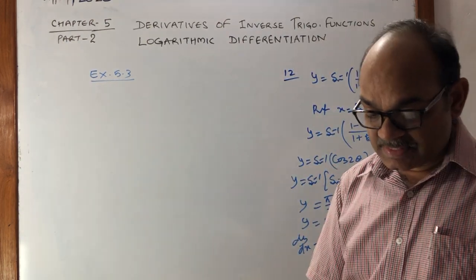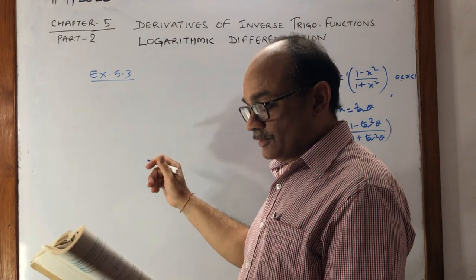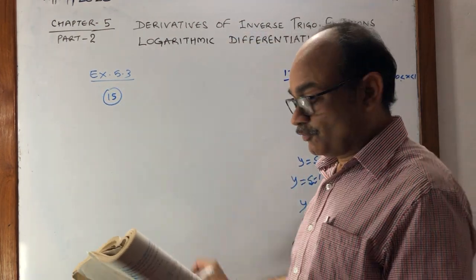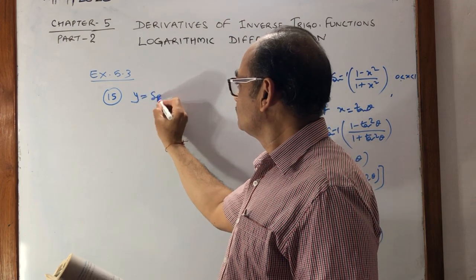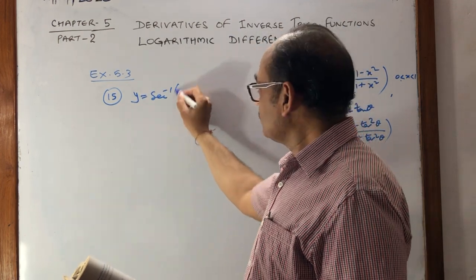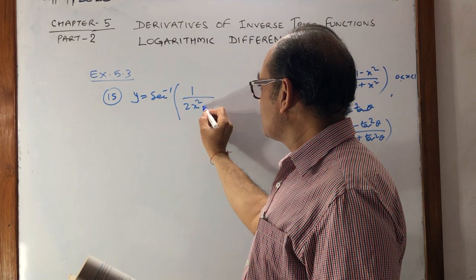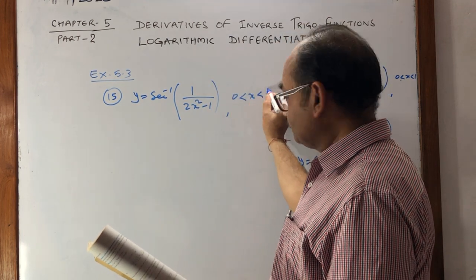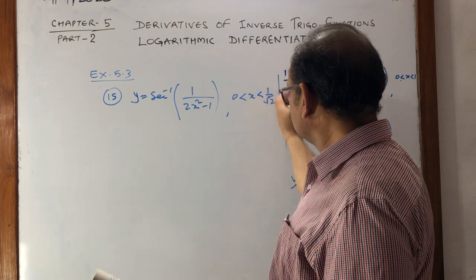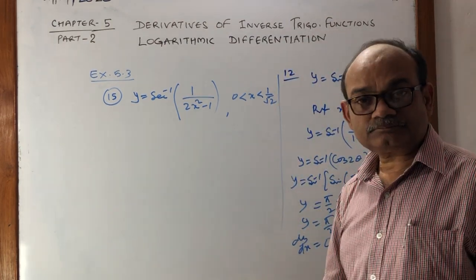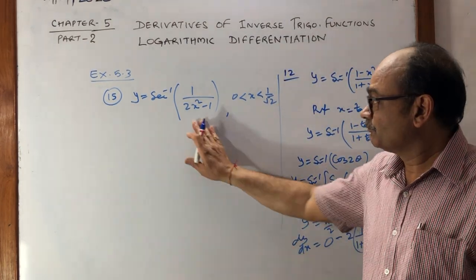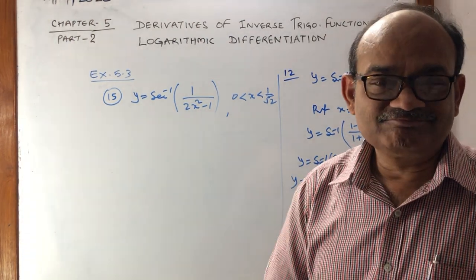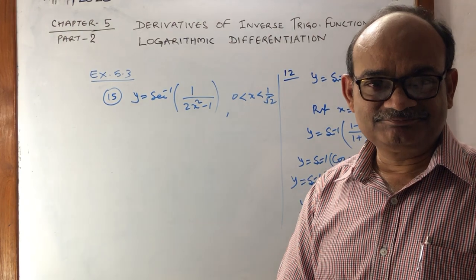Next is sum number 15. Y equals to sec inverse 1 upon 2x square minus 1, where the range is given to you. Now tell me what we can put here so that it will become a formula of cos 2 theta.